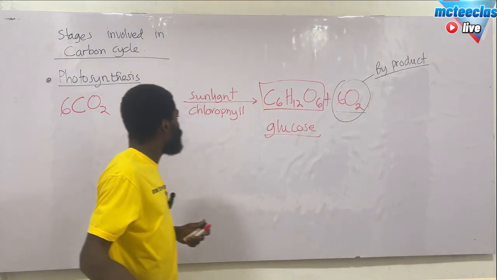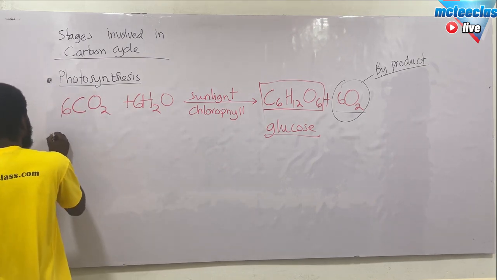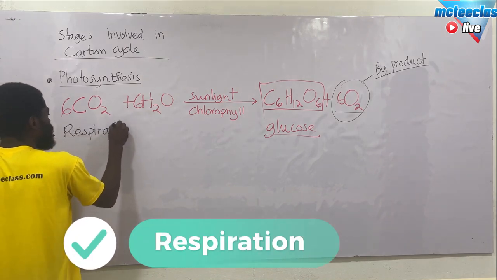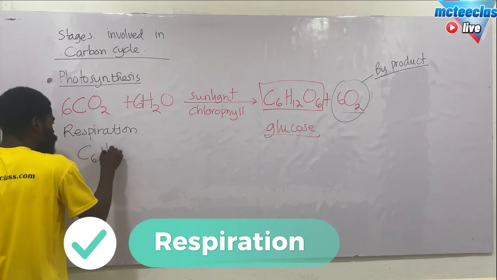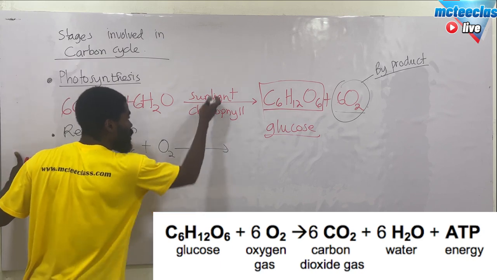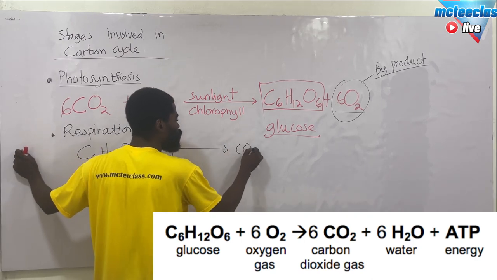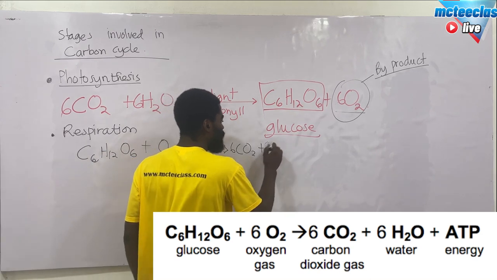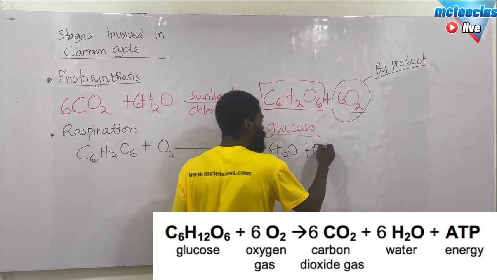So let me write the equation for respiration. Let me put the second one here. We have respiration. For respiration, we need glucose, which is C6H12O6, plus oxygen. In the presence of oxygen, this one, we don't need light and chlorophyll. It gives me 6CO2, carbon dioxide, which is released into the atmosphere, plus water, that is 6H2O, then plus energy.